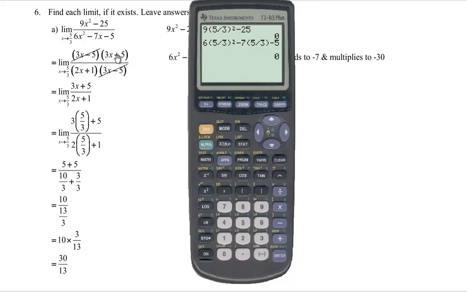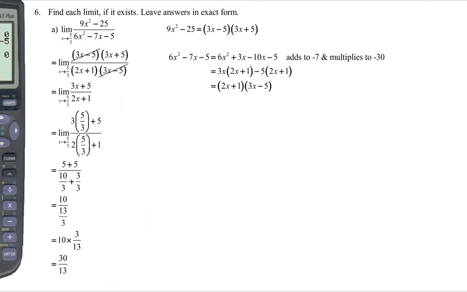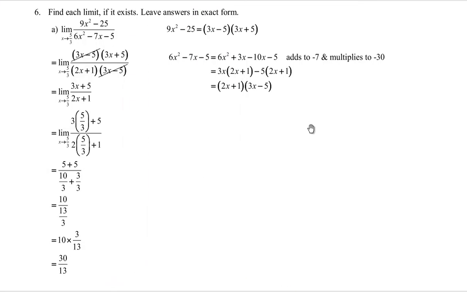So that's why we have to simplify this. We divide out a factor, the factor that's giving the 0 on top and bottom, so we can actually evaluate the limit, because it does exist. So we want to factor. 9x squared minus 25 is a difference of two perfect squares, so we'll factor into 3x minus 5 and 3x plus 5. That's how I factored the numerator.